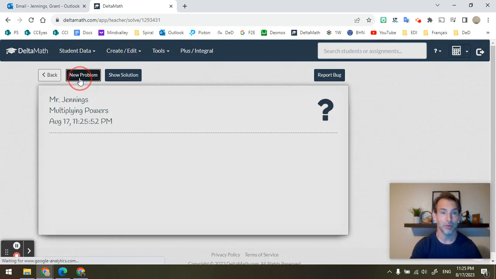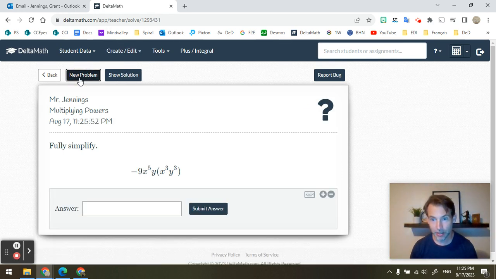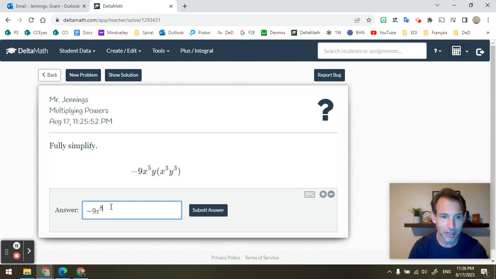So let's take a look at a new one. You don't have to write these out if you can do them in your head. I look at this one, I see that this is equal to negative 9, and then I just look for my power of x, x to the 8, and then y to the 1 times y to the 3 is y to the 4.